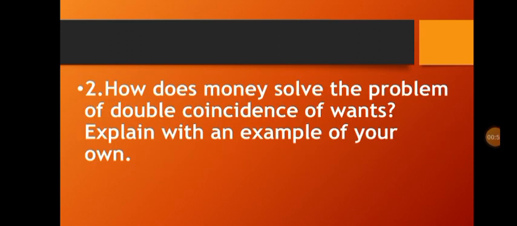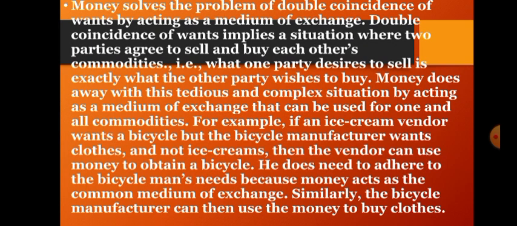Next question. How does money solve the problem of double coincidence of wants? Explain with an example of your own. Money solves the problem of double coincidence of wants by acting as a medium of exchange. Double coincidence of wants implies a situation where two parties agree to sell and buy each other's commodities. What one party desires to sell is exactly what the other party wishes to buy.